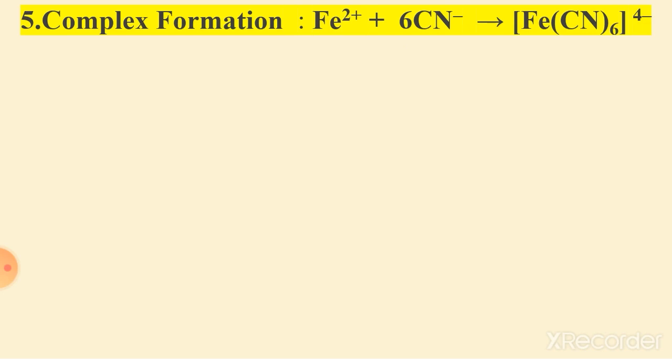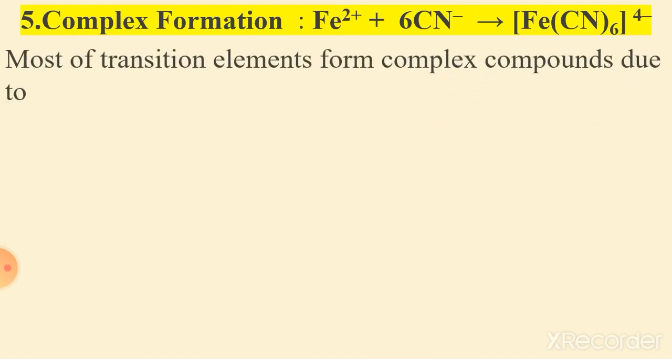So this compound is written like this. Look at here, iron is a transition element, and this behaves as the central atom, and CN⁻ behaves as ligands. It donates an electron pair to the iron, which has vacant d orbitals, and that's why they form a complex compound. So this is all about complex formation.